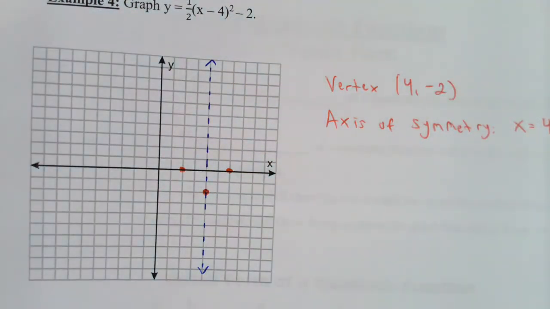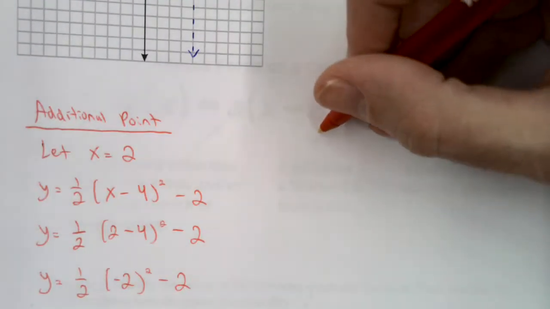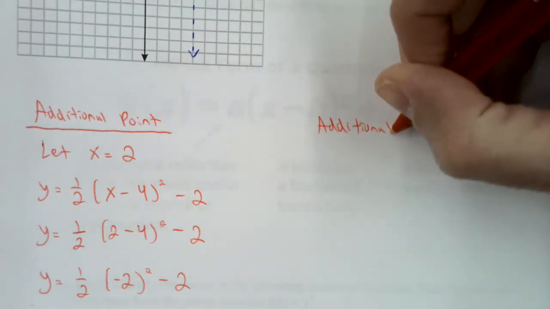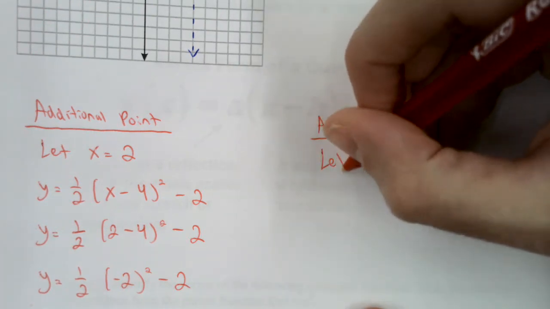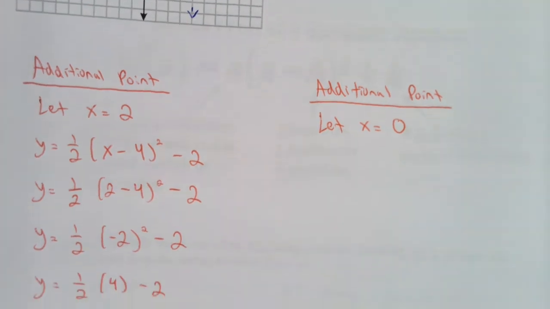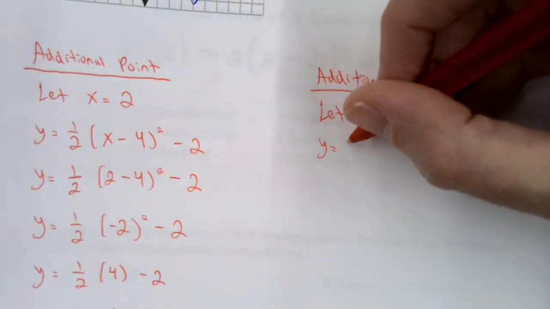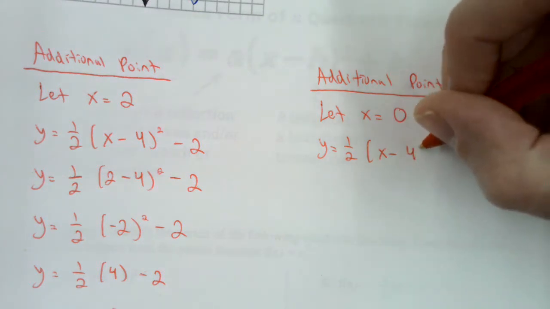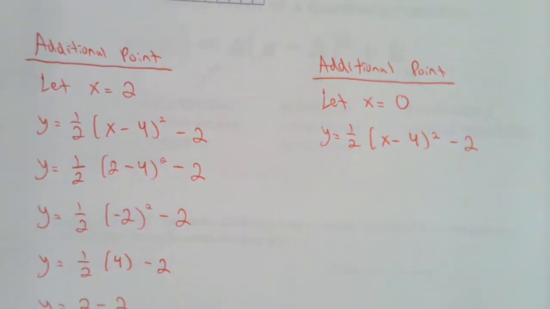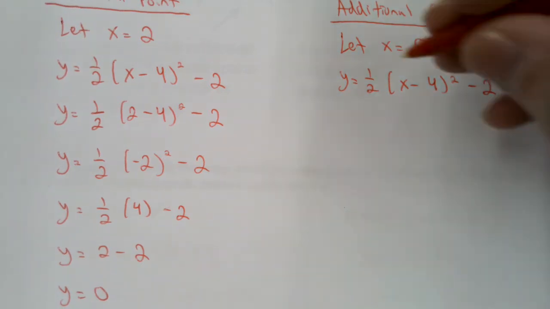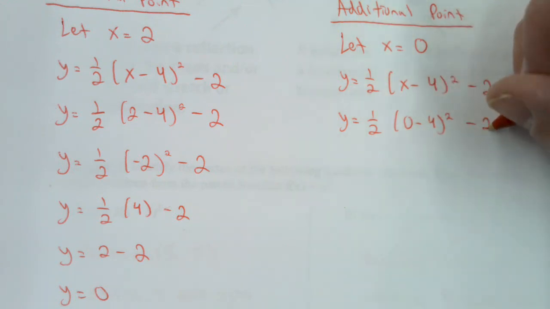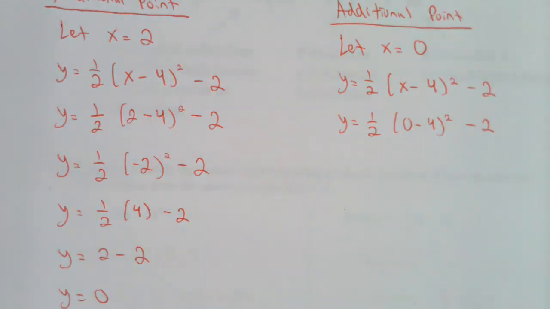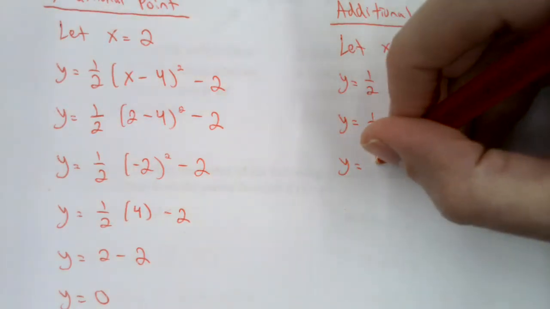And now let's do one more additional point. Let's go with, how about x equals 0? Let's do x equals 0. Additional point, let x equal 0. Copy down the original problem again. So 0 minus 4. Order of operations, 0 minus 4 is negative 4.